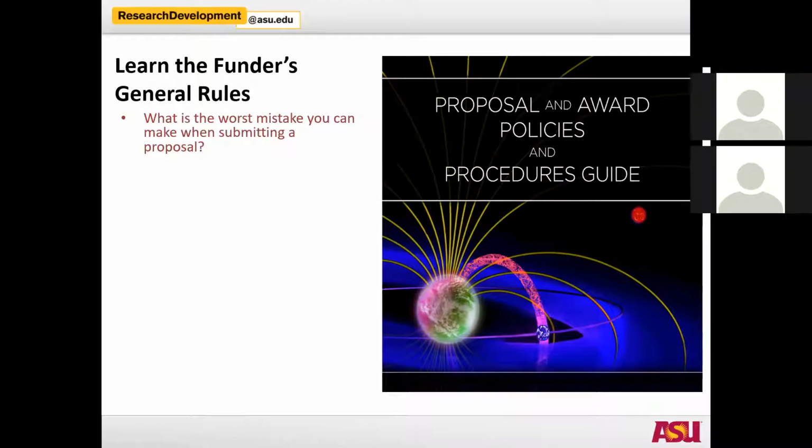What is the worst mistake you can make when submitting a proposal? I've said this like 3 times now. Having it returned without review, and that's because it's non-compliant. So if you're supposed to have 1-inch margins all around and you have 1/2-inch margins, it gets returned without review. There's a computer at NSF that does this. Nobody even sees it. It just comes back to you.